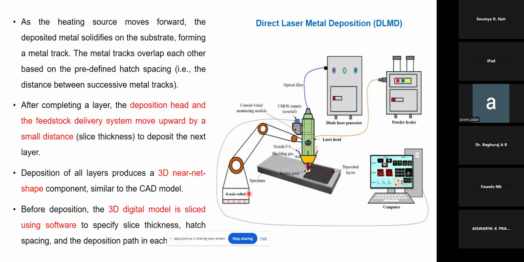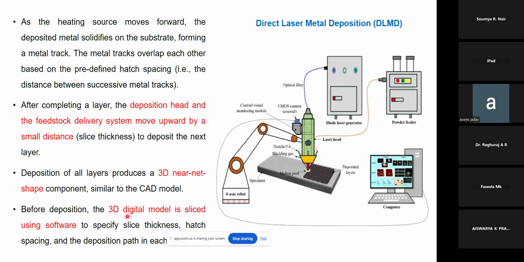And as mentioned, the heating source moves forward. The deposited metal solidifies on the substrate, forming the metal track. This you call the metal track. The metal tracks overlap each other based on the predefined hatch spacing. So once one layer is completed, the deposition head, or you call it the laser head, and the feedstock delivery system move upward by a small distance. This is based on the slicing thickness you gave, right? So the deposition of all layers produces the 3D near net shape component, similar to the CAD model.